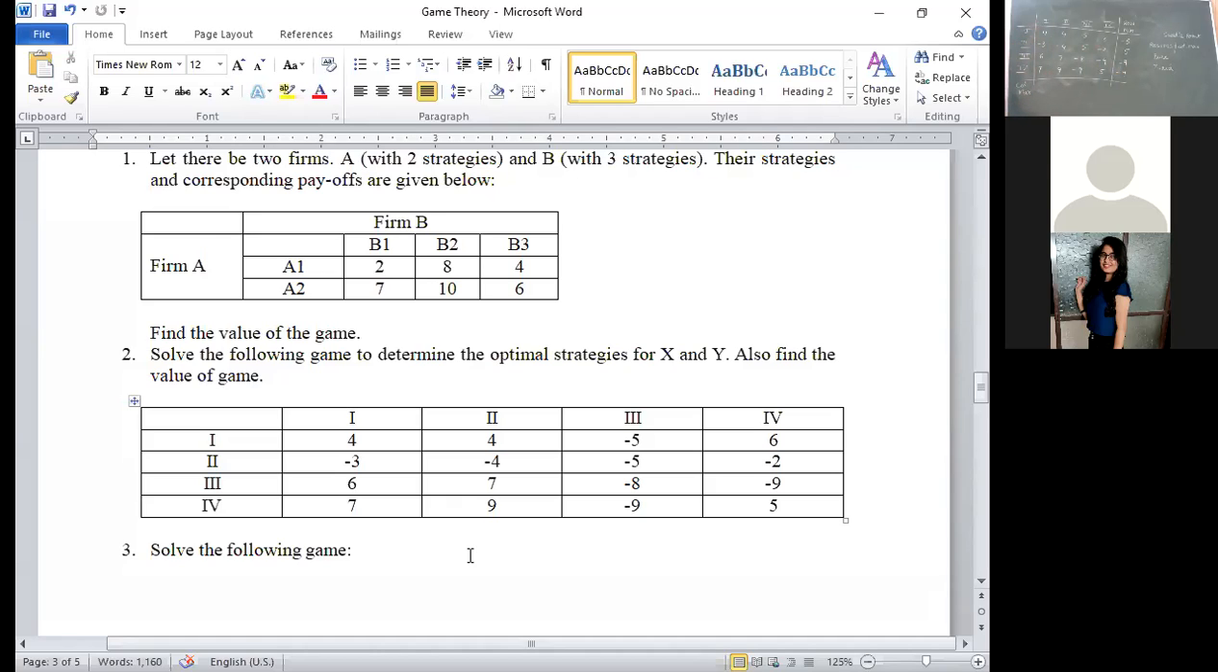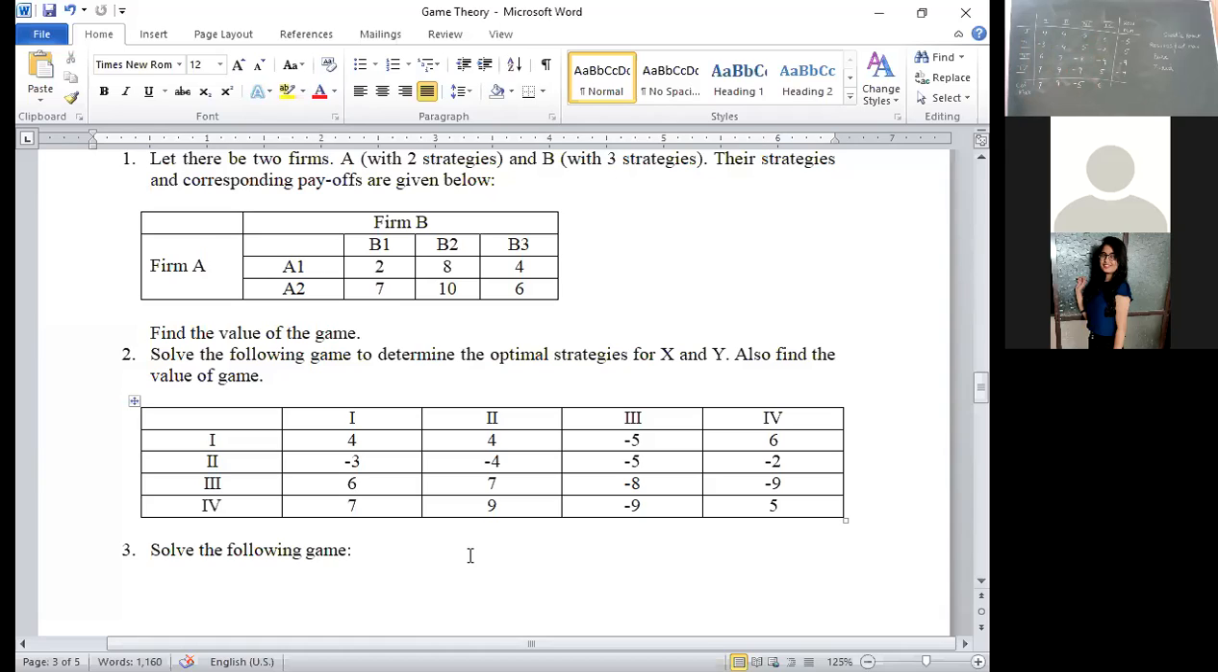For first column, we have to choose maximum. Among all the values, 4, minus 3, 6, 7, maximum is 7. Similarly, second column, maximum is 9. Third column, maximum is minus 5. It appeared twice. We have to take only once. Then, fourth column, we have to choose the maximum value. The maximum value is 6.